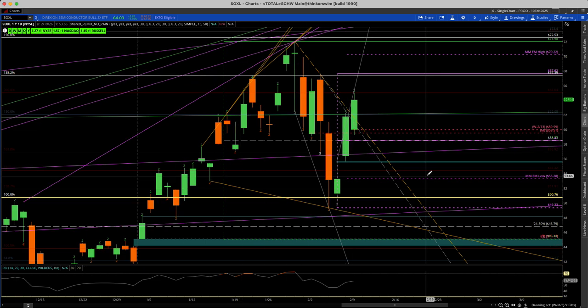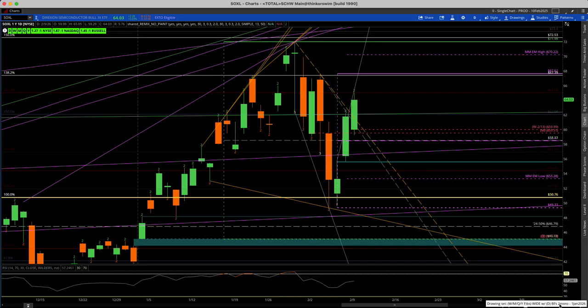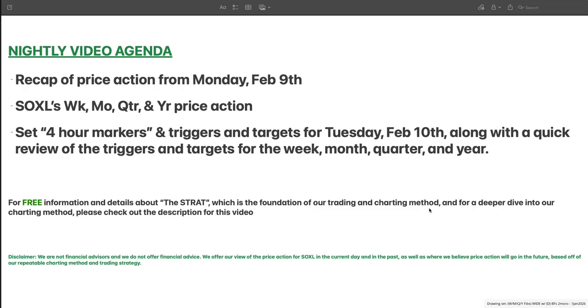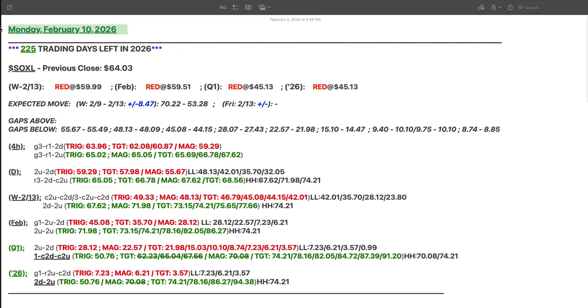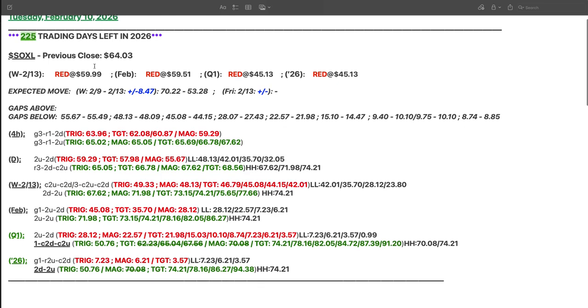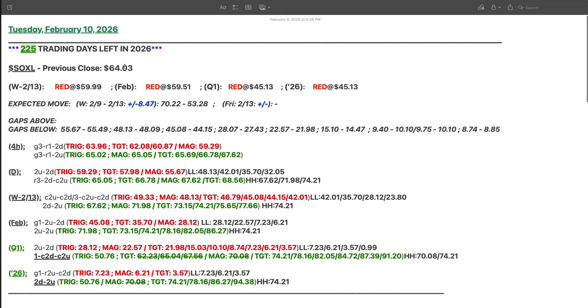But yeah, that's what we've got for everything up to the 1 day chart. Let's go ahead and look at the notes here for some hard numbers. We've been looking at the charts quite a bit. Right, so for Tuesday, February 10th, there will be 225 trading days left in 2026. The close price on Monday, February 9th was 64.03.